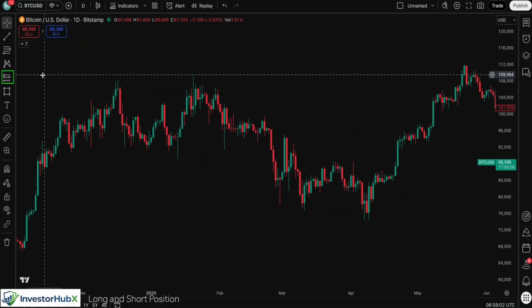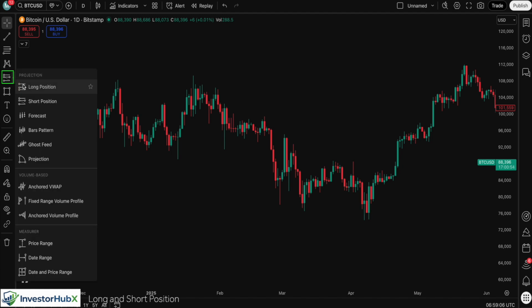Next, let's look at the projection tools. Projection tools help you plan a trade visually before taking it. They allow you to clearly see the risk-to-reward ratio of a trade. TradingView includes two main projection tools, the long position tool and the short position tool.